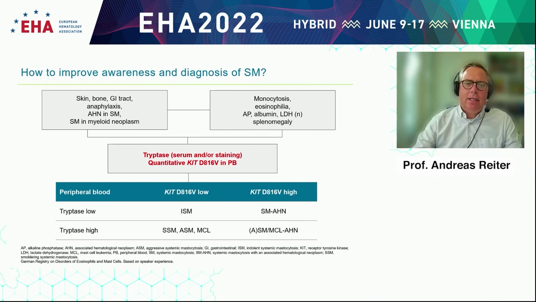Nowadays, with sensitive assays, you can do that in peripheral blood. It would be best to do that in a quantitative form, so quantitative assessment of the variant allele frequency of KIT D816V in peripheral blood. And then, even in the absence of a valid bone marrow biopsy, by the combination of both, you can not only diagnose, but also already subtype the disease. With the combination tryptase low, KIT low, on one side, this is most likely ISM, and on the other side, for example, tryptase high and KIT D816V high, meaning this is most likely advanced systemic mastocytosis.